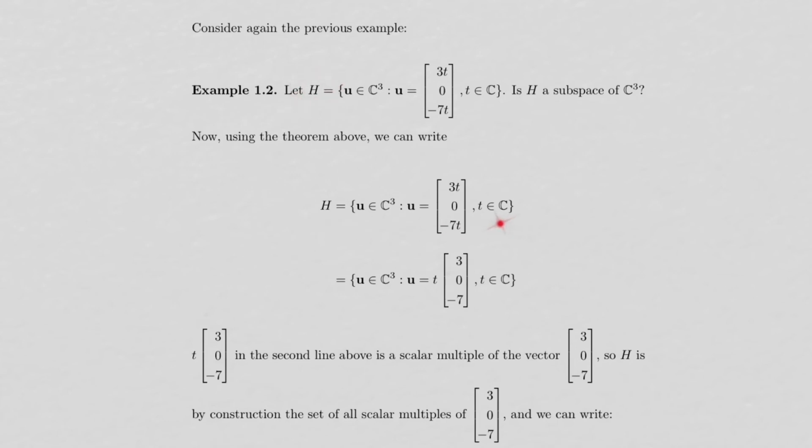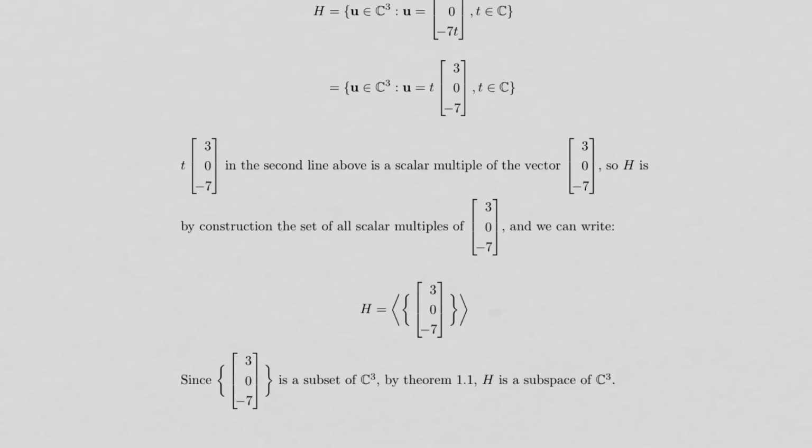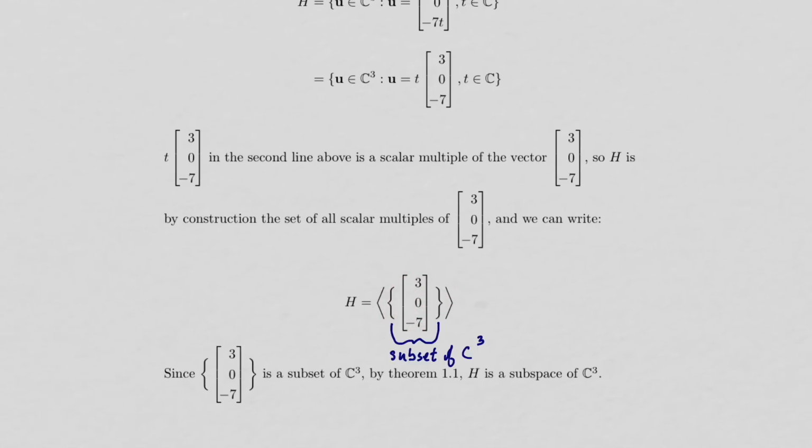So if I write down H here, I notice that there's a factor of t here, and I just factor it out of the vector using the definition of scalar multiplication in C3. This set is the set of all vectors u that are a scalar multiple of (3, 0, -7). t is just any scalar. So H is the set of scalar multiples of (3, 0, -7). So we can write H like this: it's the span, the angle brackets mean the span, of the set containing this one vector (3, 0, -7). And this set is a subset of C3. Therefore, by Theorem 1.1, H is a subspace of C3.